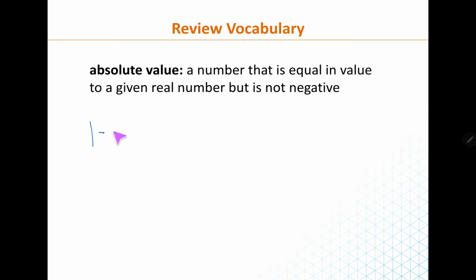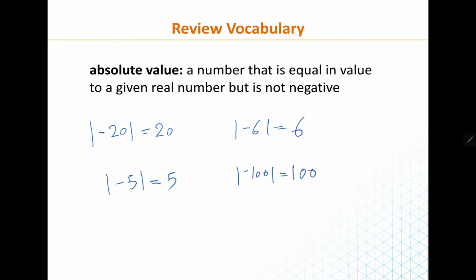let's say we have minus 20. The absolute value of minus 20 is equal to 20. The absolute value of minus 6 is equal to 6. The absolute value of minus 5 is equal to 5. And the last example, let's say we have minus 100. The absolute value of minus 100 is 100. So the absolute value should be positive, not negative.